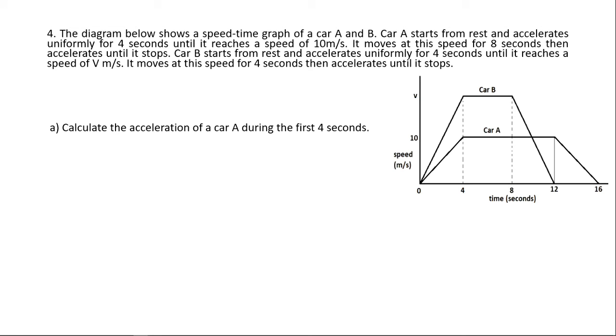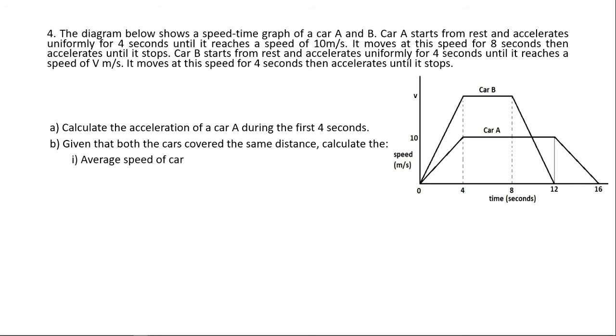Calculate the acceleration of car A during the first 4 seconds. Given that both the cars cover the same distance, calculate the average speed of car A, and the maximum speed V of car B. So we are looking at the average speed of car A and the maximum speed V of car B, which it reached. So we'll take it step by step.